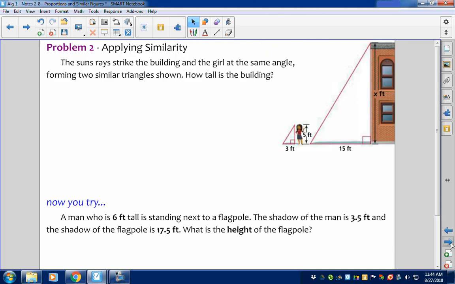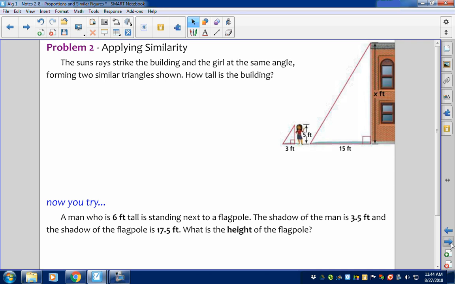All right, so here's one. Applying similarity. A sun's rays strike the building and a girl at the same angle, forming two triangles shown. How tall is the building? They were doing this way back in Greek times, even in BC, before the turn of the age. So the Greeks had this figured out. They figured out that you could get an estimate for the height of different objects by looking at shadows and similarity.